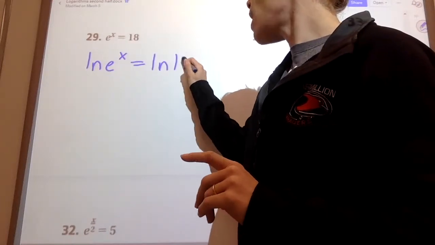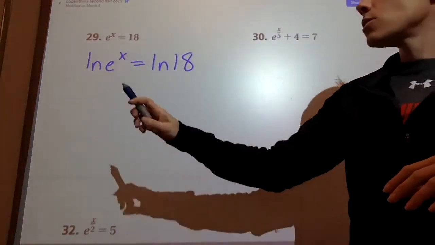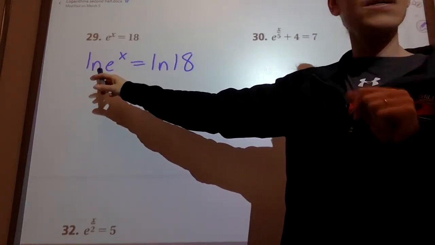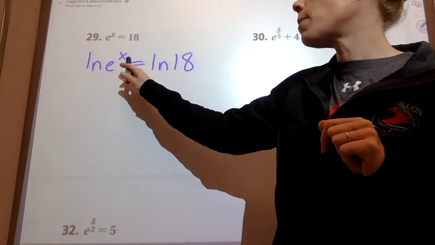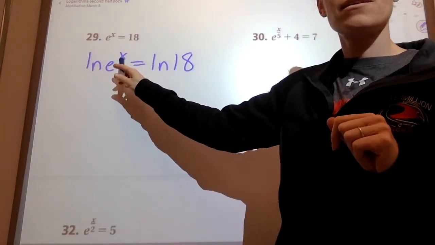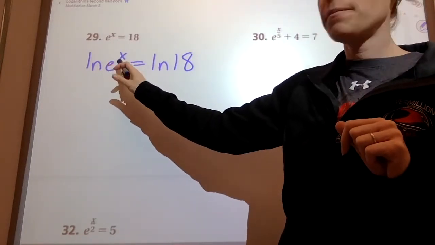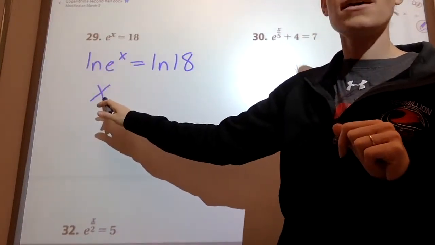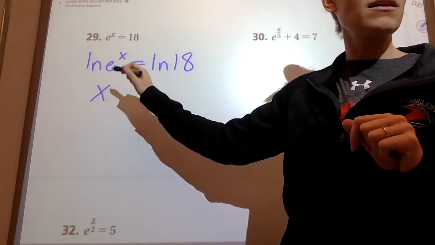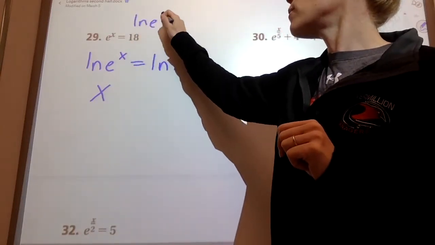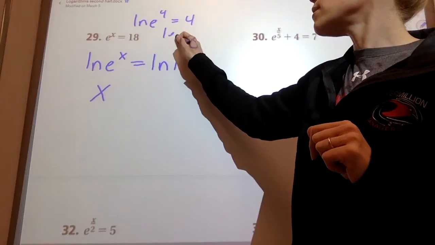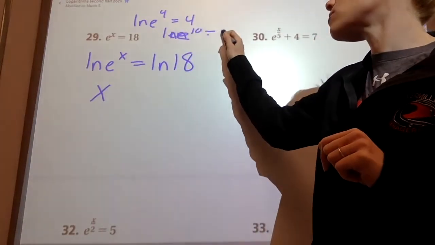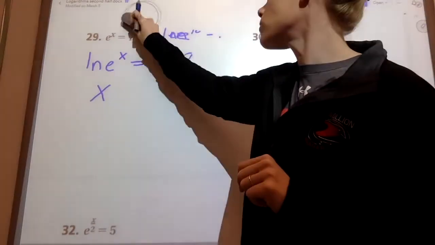And if you look at the top of your notes, the reason we do this is I just created a property. If you look at your notes, the second to the last property, if I have ln e to a power, what's the answer? The power. So by doing this, I created this. Ln e to the x is x. Remember we went over that? Ln e to the 4 is 4. Ln e to the 10 is 10, and so on. That's a property that we looked over.